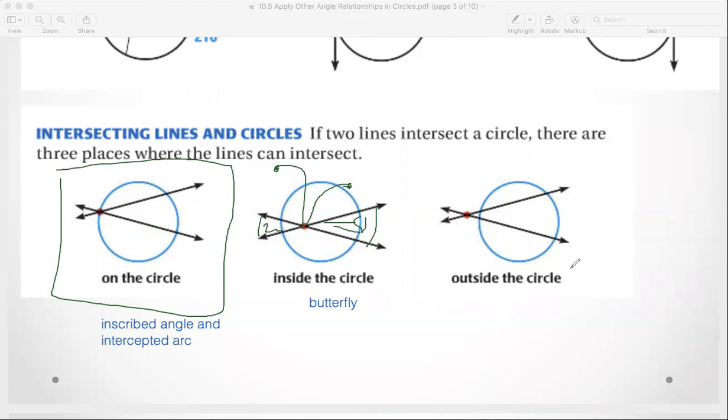And then if it's outside the circle, I'm going to call it a solar system. Okay, that just helps me remember the situation. Think you've got a little planet on the outside, and then you actually have two intercepted arcs. You have a small intercepted arc, and then you have a big intercepted arc. So these two cases we're going to talk about next. Get ready.